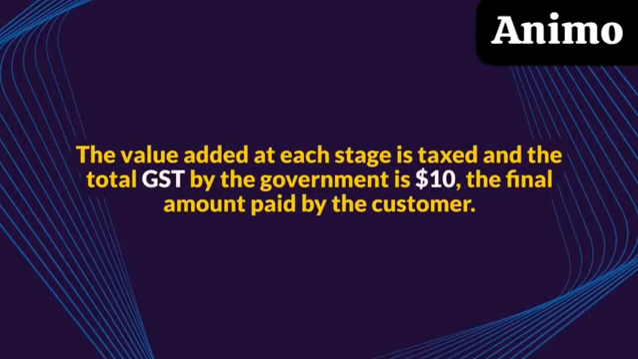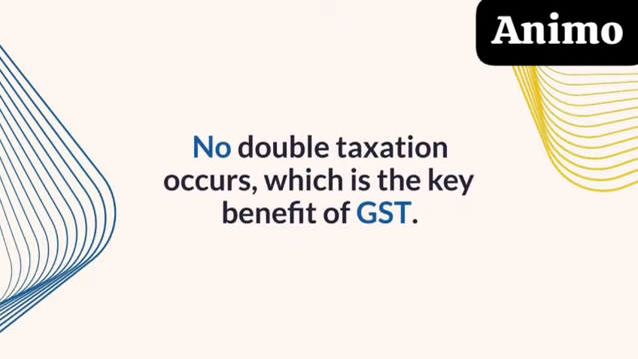This way, GST ensures that only the value added at each stage is taxed, and the total GST collected by the government is $10, the final amount paid by the customer. No double taxation occurs, which is the key benefit of GST.